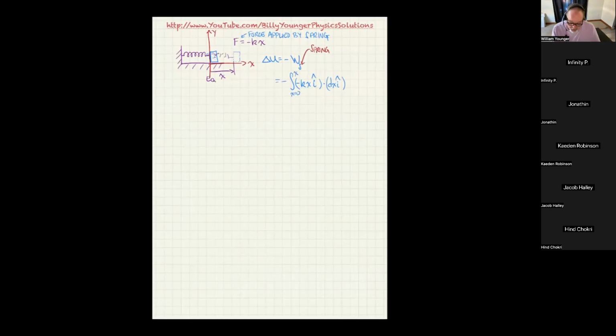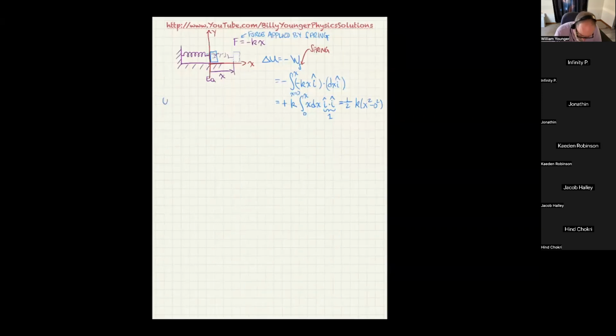Okay. Now, I have a negative and then I have another negative. So this is ultimately just going to give me a positive. And of course, the k can come out in front, and I'm going to get the integral from 0 to x of x dx times i hat dot i hat. Again, i hat dot i hat is just 1. And with this in mind, I'm going to get 1/2, because the integral of x is x squared over 2. So now I'm going to get 1/2 of k times x squared minus 0 squared.